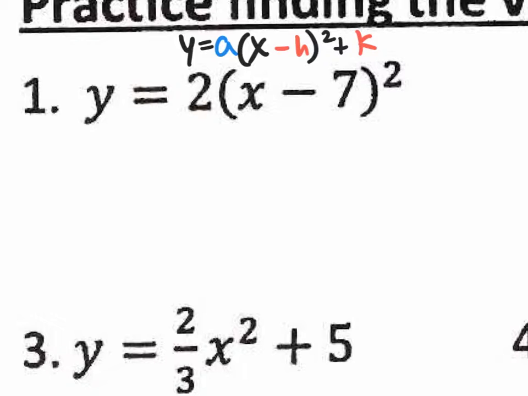So ladies and gentlemen, what's the h value of number 1? 7. And the y value, the k value, is 0. So the vertex, everybody please jot this down as your answer: (+7, 0).